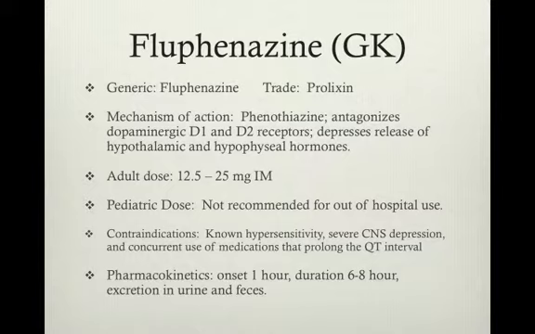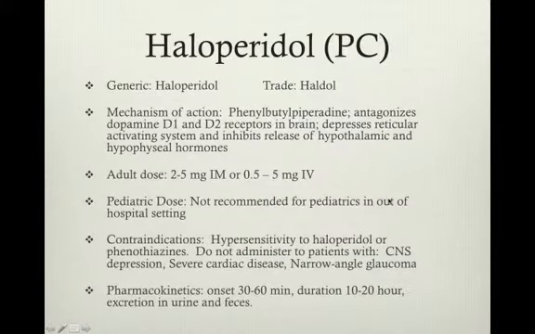Contraindications: known hypersensitivity, CNS depression, and concurrent use of medications that prolong QT intervals. So this is probably going to prolong our QT interval. So this can cause arrhythmias very easily. Pharmacokinetics: onset 1 hour, duration 6 to 8 hours, and is excreted in the urine and feces.